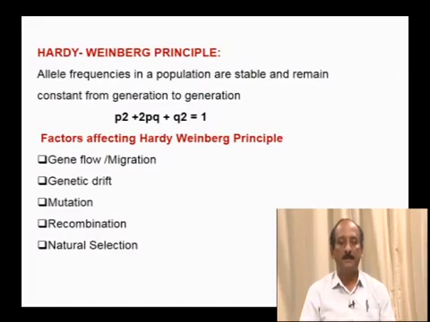The change in gene frequency by chance is called genetic drift. Then mutation, the sudden change in the DNA molecule. Recombination is due to the combining of the genes during meiosis. Natural selection is mainly because of the influence of nature.